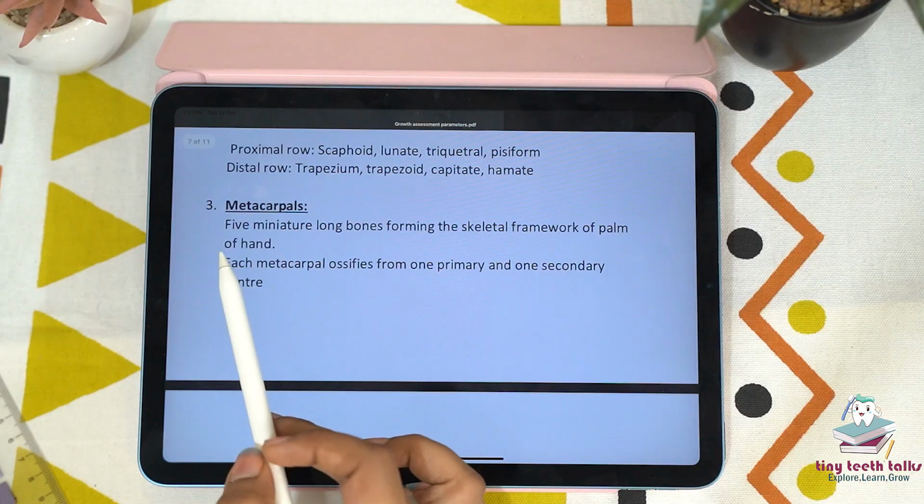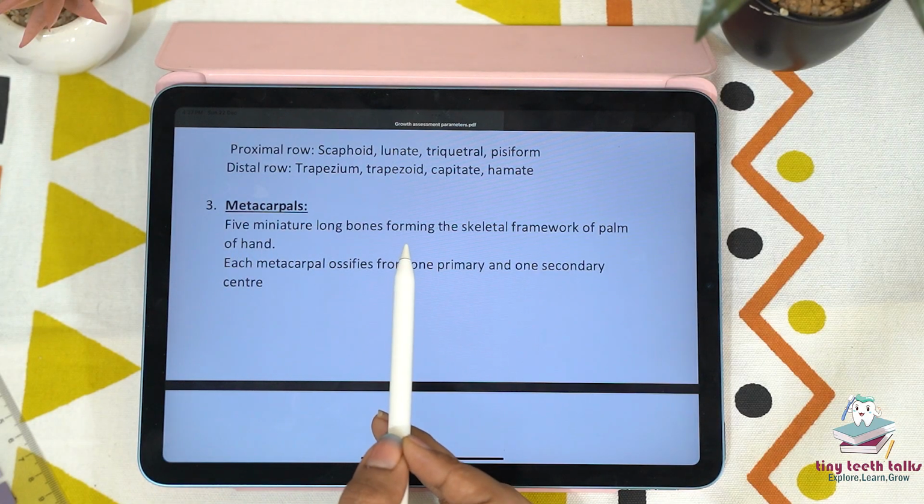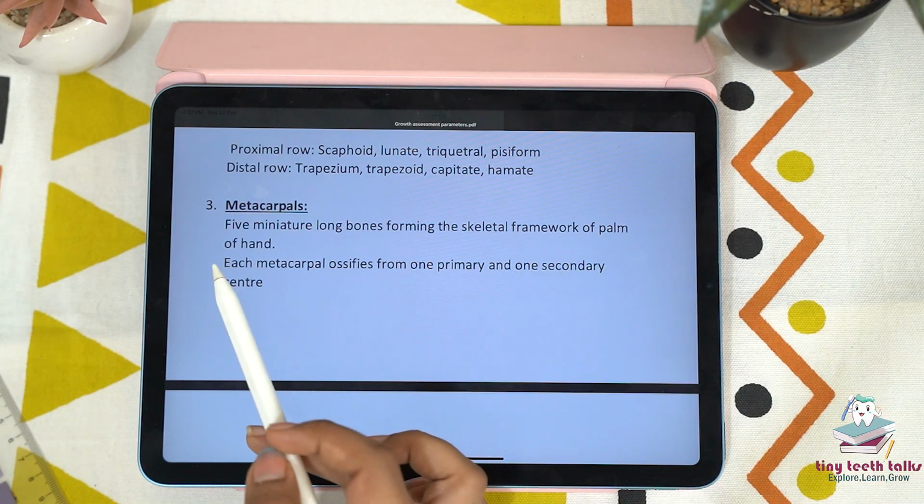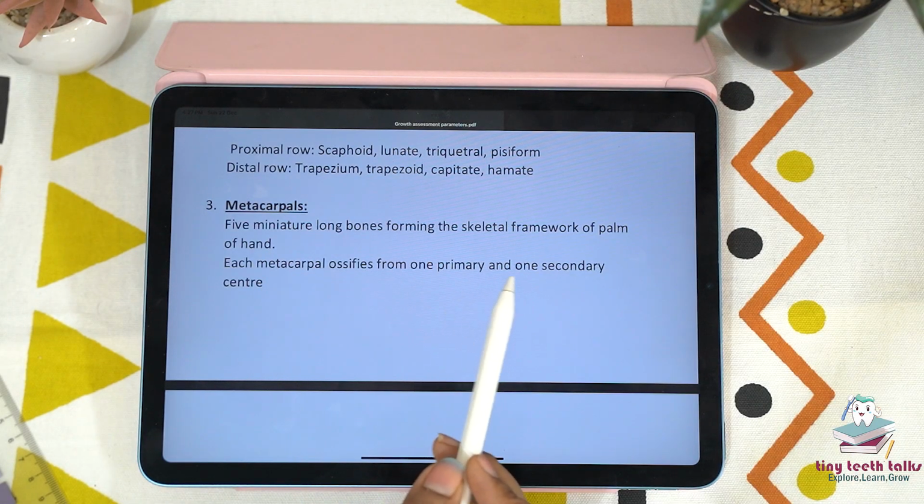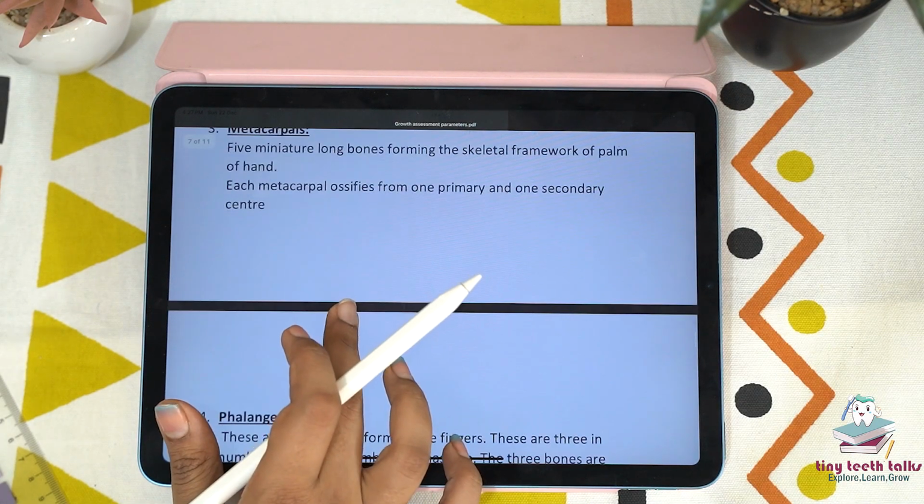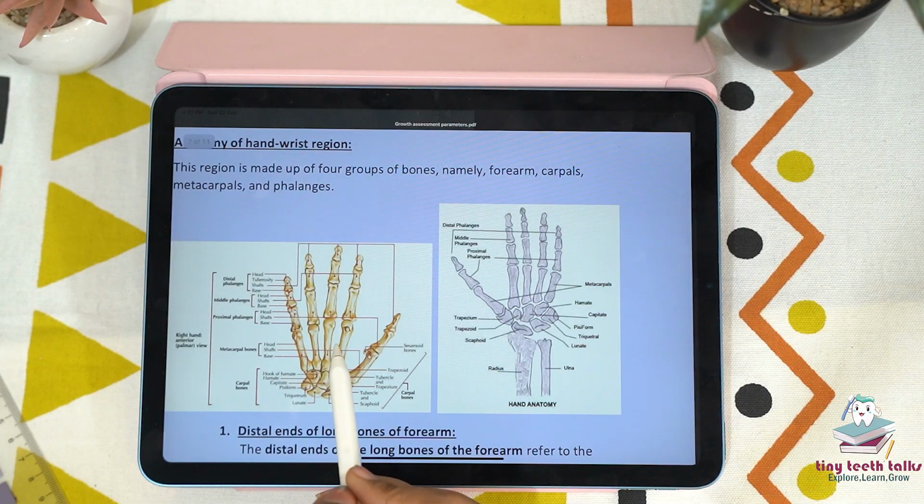Coming to the metacarpals, 5 miniature long bones forming the skeletal framework of the palm of the hand. Each metacarpal ossifies from one primary and one secondary center. So these 5 are the metacarpals. 1, 2, 3, 4, and 5.